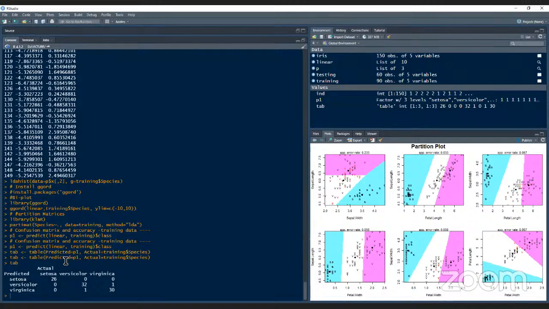Okay. So here, these are actual values, and in this direction, these are predicted values. For setosa, there were 26 values and there is no misclassification. In versicolor, there were 33 values, 32 are correctly classified, one is not correctly classified. And in virginica, there were 31 objects, out of that 30 are correctly classified and one is misclassified.